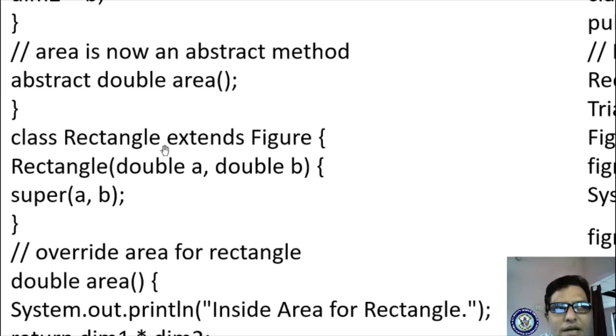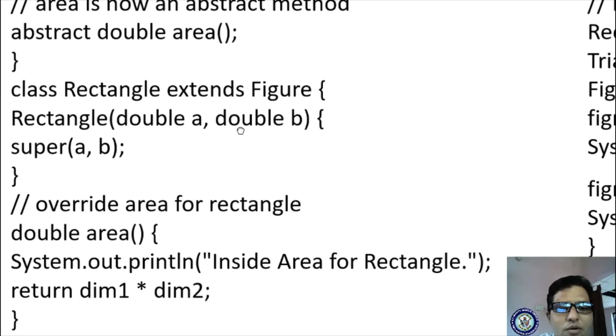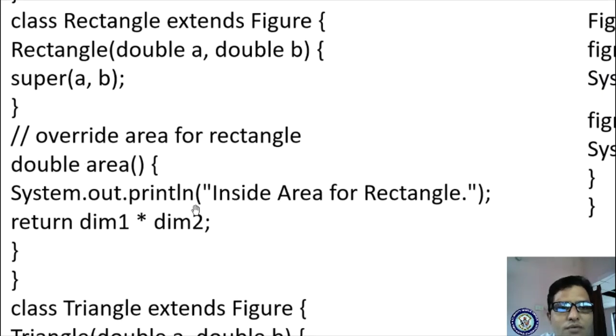I'm taking class rectangle extends figure, which inherits the features. Here the constructor is there because of the base class constructor. By using the super method, I'm supplying the arguments to the base class constructor. Here also a double area method is there. Since it was declared abstract in the base class, it will be overridden. As we know the area of a rectangle, we implement that code here: it returns dim1 into dim2, that is length into breadth. Whoever calls this area method will get the value.